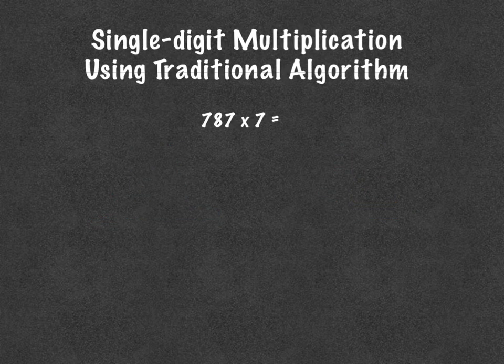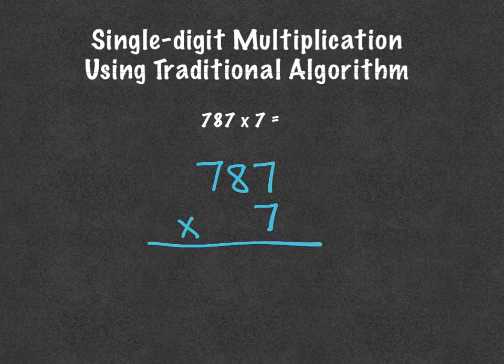Okay, let's kick it off. 787 times 7. So the strategy here is that you're going to take this bottom number, this 7, and we are going to multiply it times everything up here on the top. So 7 times 7, 7 times 8, and 7 times 7.